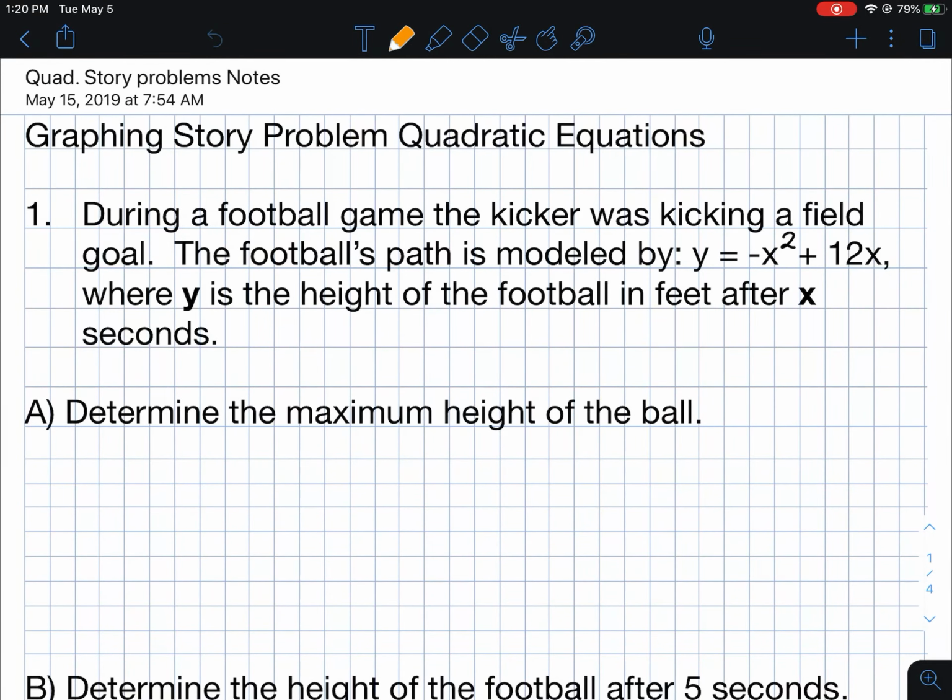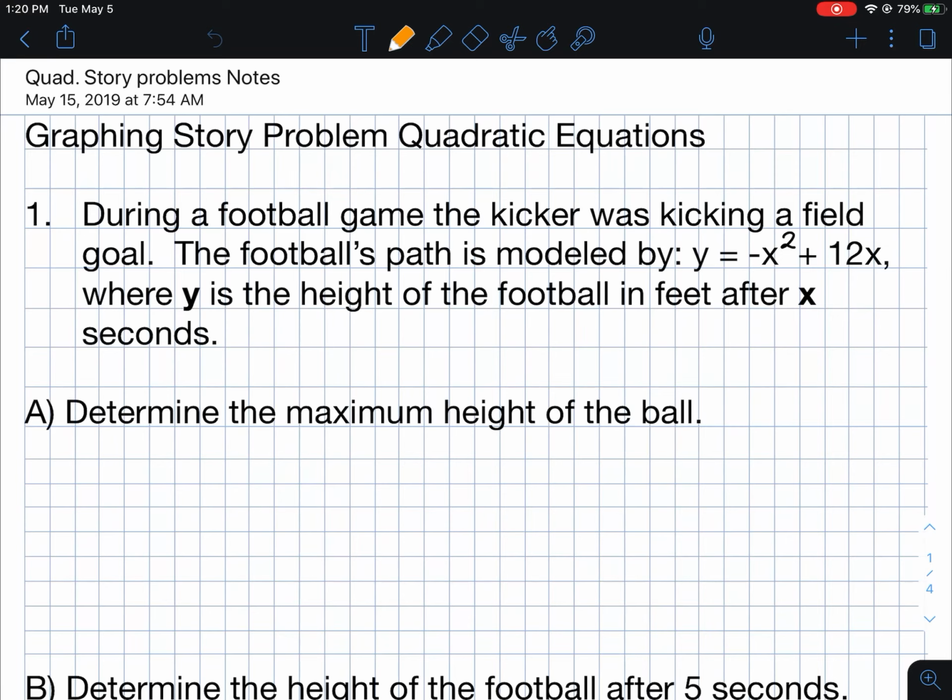All right, today we're going to be working with graphing story problems with quadratic equations. Now, the good news is you don't have to create the equations, they are already created for you. All you have to do is answer the questions and graph them. So, we're building off of that concept.